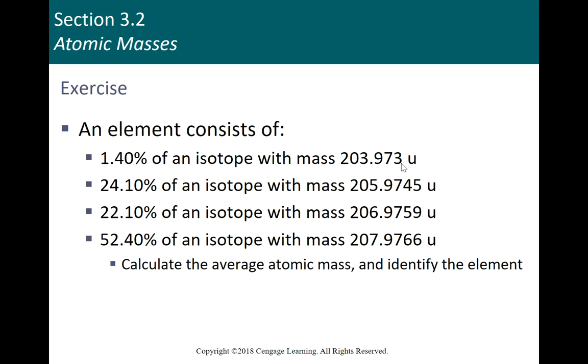We're going to add that to, so we're going to say plus open parentheses 0.241 times 205.9745, close those parentheses, plus 0.2210 times 206.9759, close the parentheses. And the last one, we're going to open some parentheses, put 0.524 times 207.9766. Close those parentheses, and we come up with an average atomic mass of 207.2 AMUs.